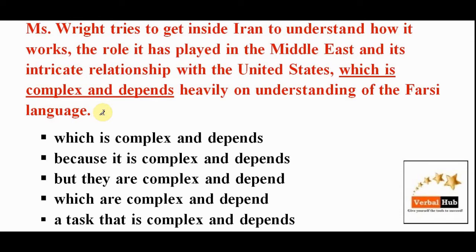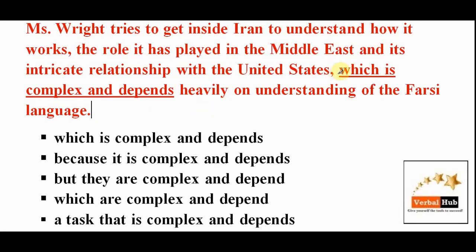Level is medium, range is 650 and concept is pronoun and modifier. Let us understand. It says Miss Wright tries to get inside Iran to understand how it works, the role it has played in the Middle East and its intricate relationship with the United States, which is complex and depends heavily on understanding of the Farsi language.